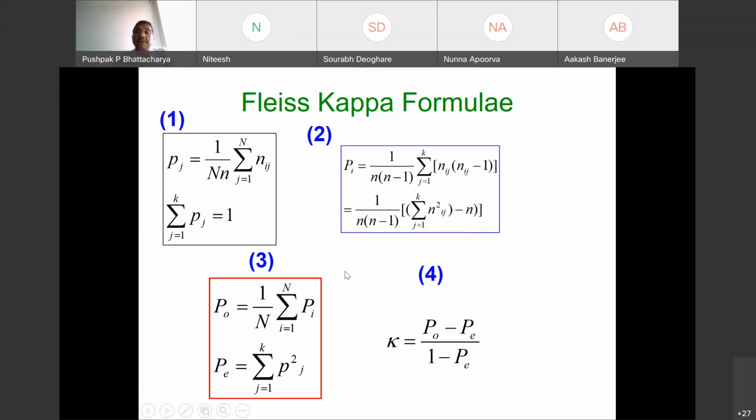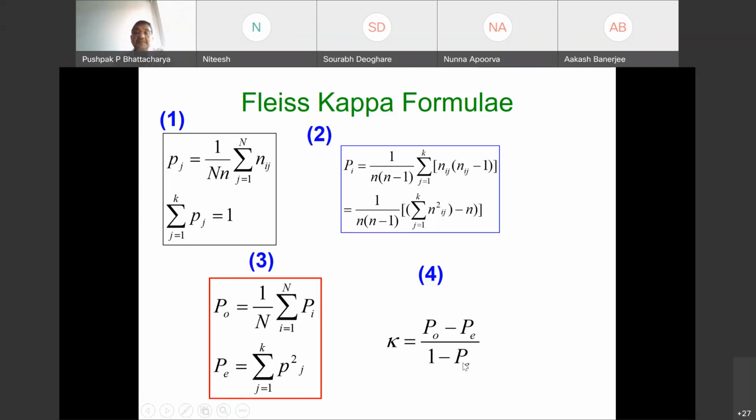So in the Fleiss kappa table, if the table is such that in every row only one cell has all the annotators, then this PO value will be equal to 1. So for every data point, there is complete agreement between the raters. Then PO will be equal to 1. Try to prove it yourself, or we will do it in the next class.